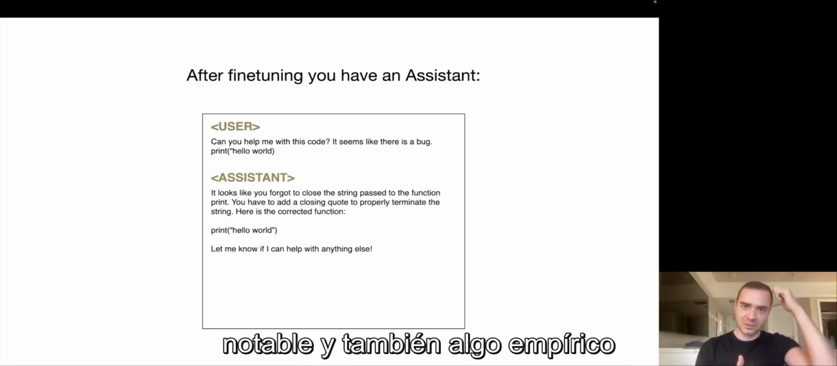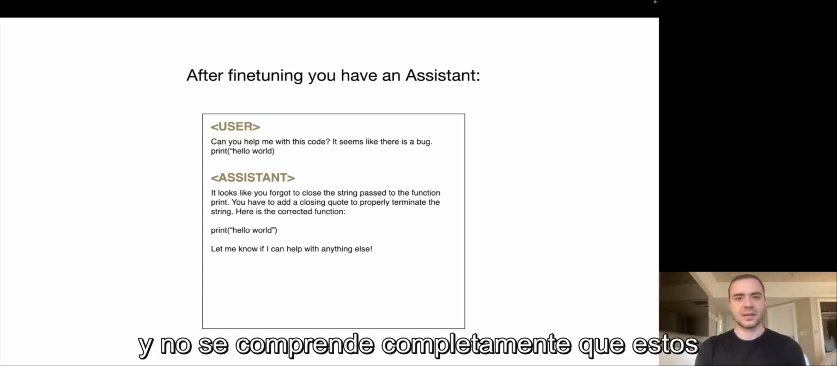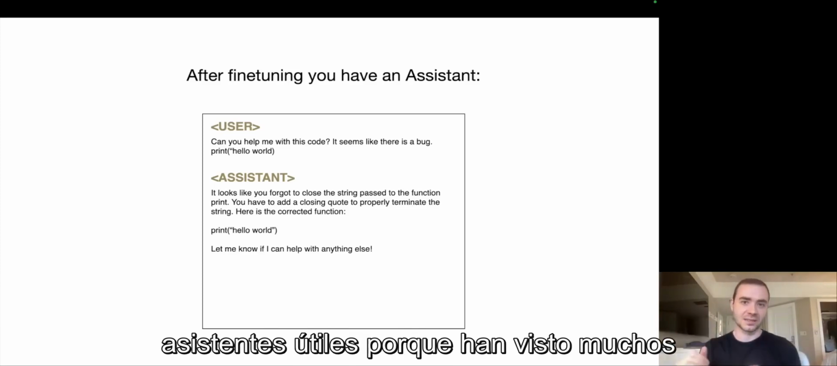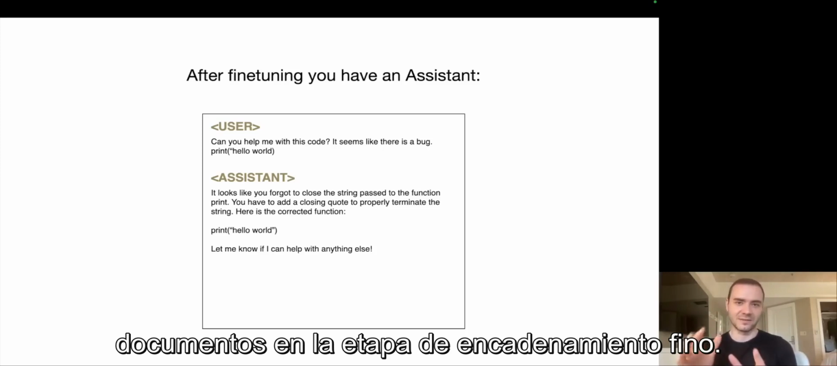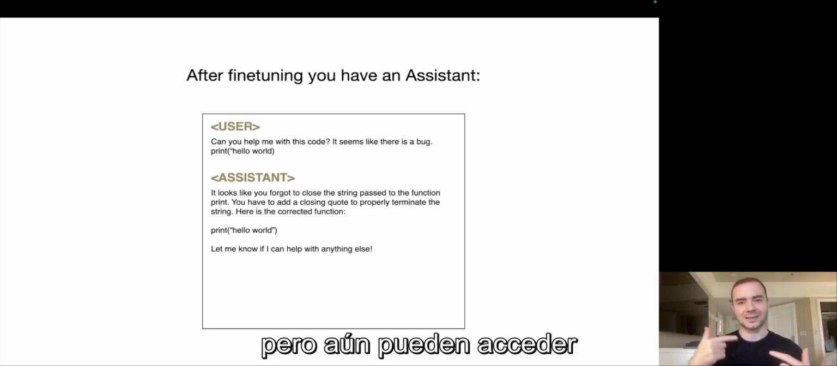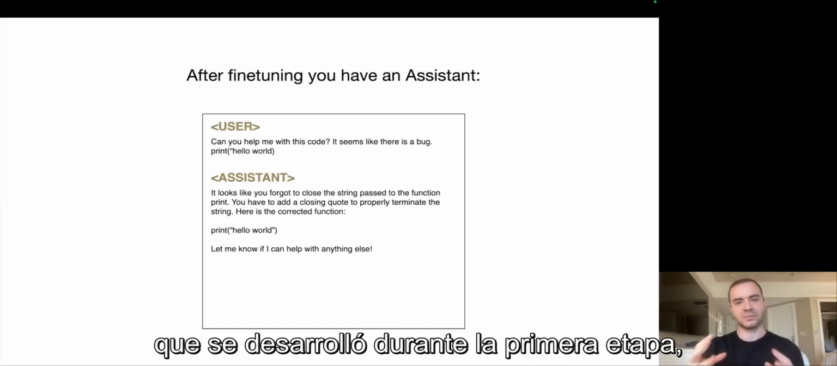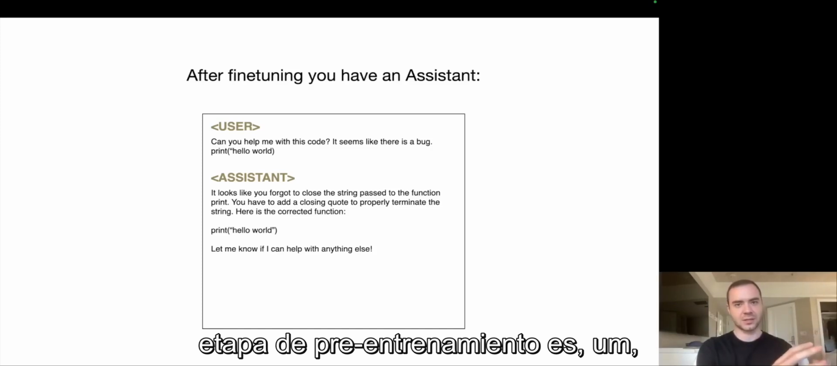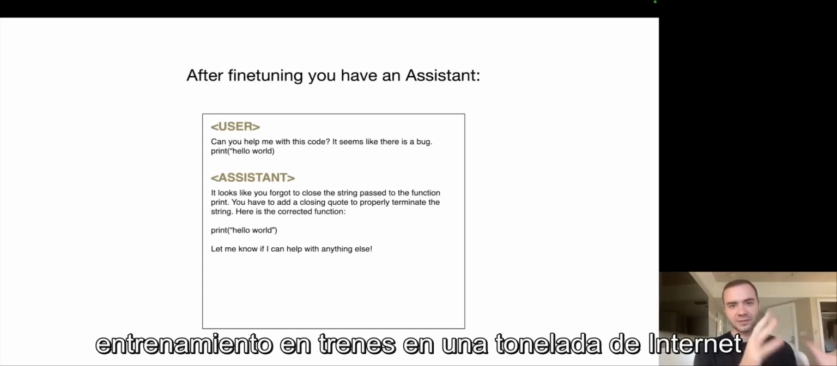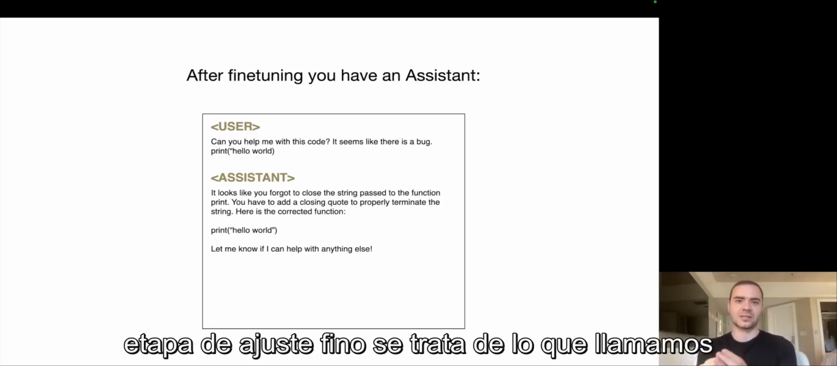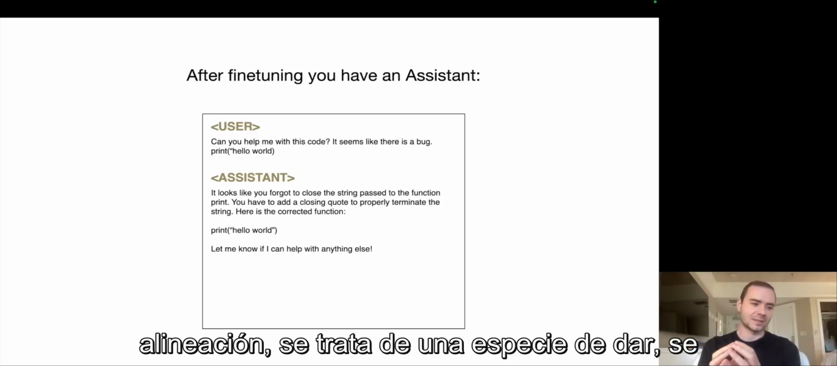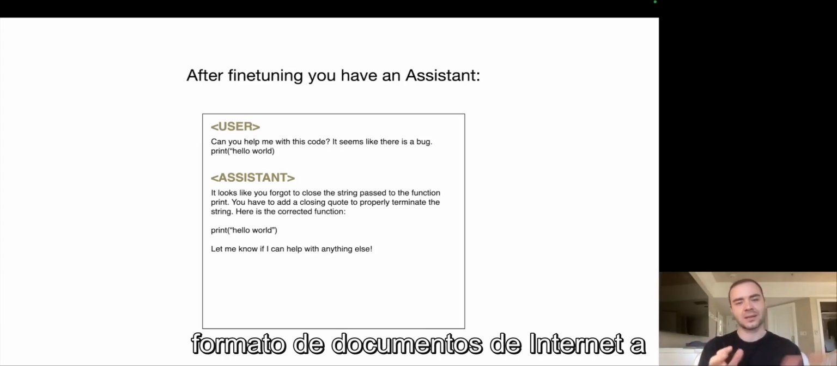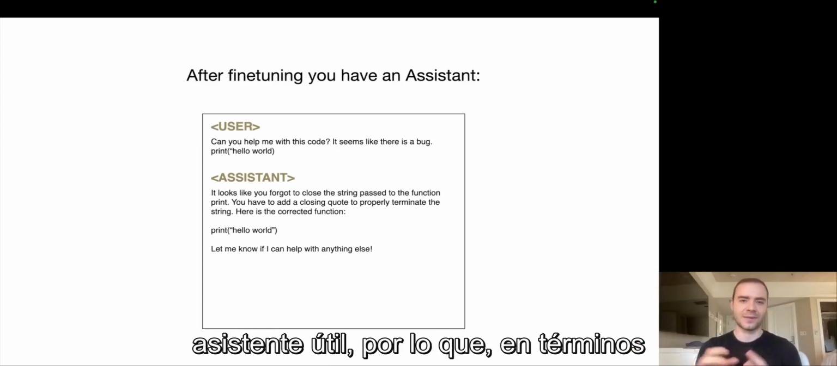And so it's kind of remarkable and also kind of empirical and not fully understood that these models are able to sort of change their formatting into now being helpful assistants because they've seen so many documents of it in the fine-tuning stage, but they're still able to access and somehow utilize all of the knowledge that was built up during the first stage, the pre-training stage. So roughly speaking, the pre-training stage trains on a ton of internet and is about knowledge. And the fine-tuning stage is about what we call alignment. It's about changing the formatting from internet documents to question and answer documents in kind of a helpful assistant manner.